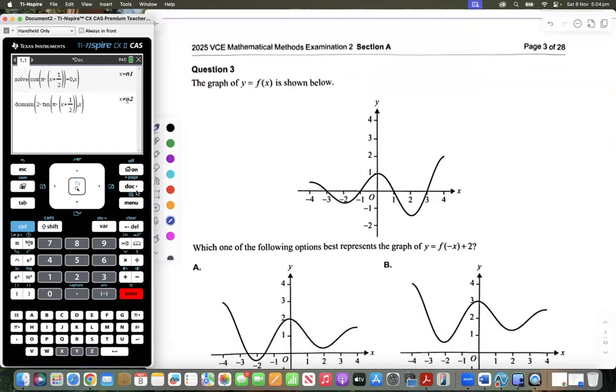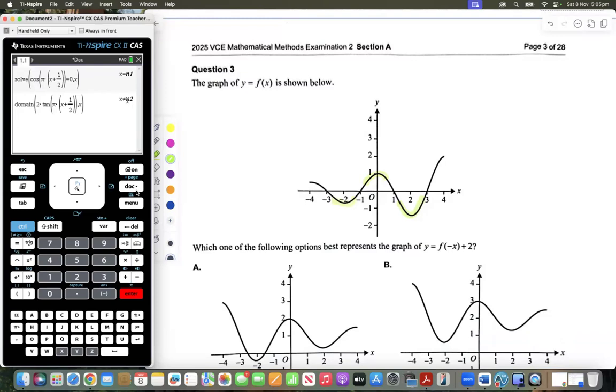Okay, the graph of y is equal to f(x) is shown below. Which one of the following options best represents the reflection across the y-axis and vertical translation of 2 units? So for this graph, let me think of the shortest method. Probably I will draw this rather than doing any other methods. So your graph has a turning point here, a turning point there, and also a turning point here.